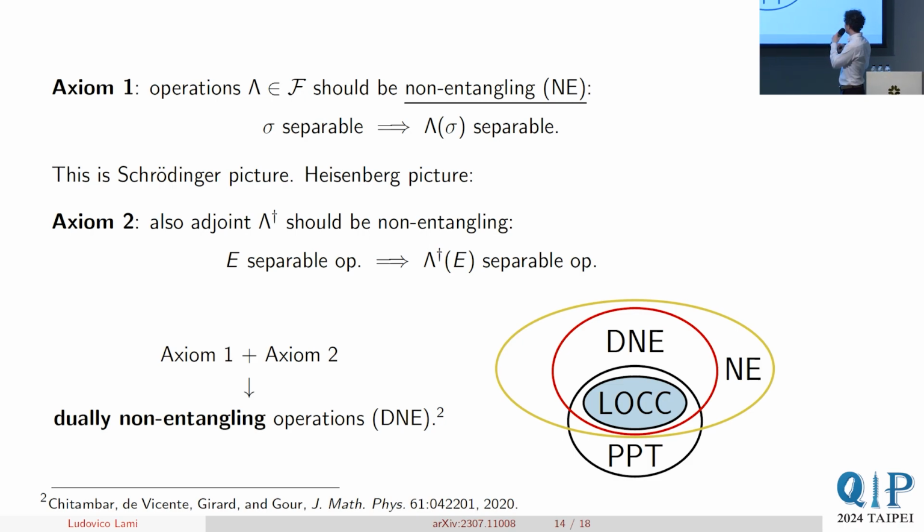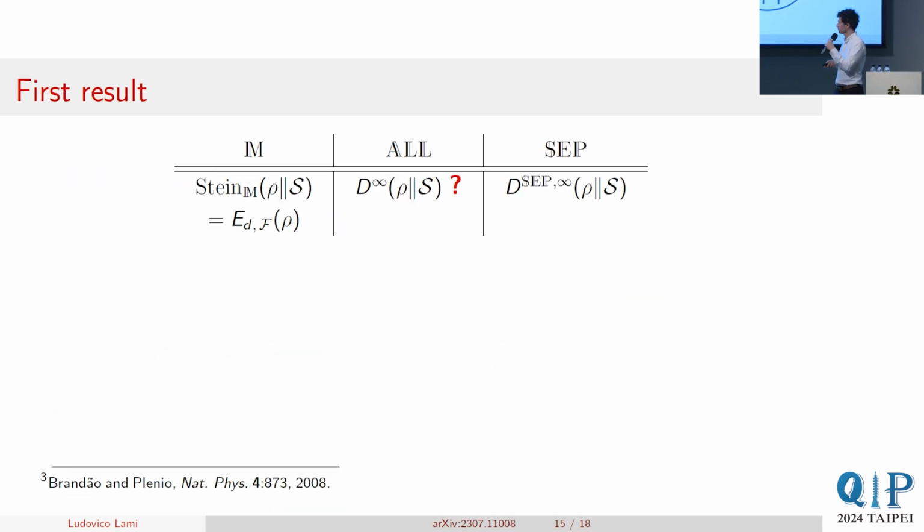Good. So in this talk, we're going to work with this DNE set. I promised you a correspondence between these Stein exponents and entanglement distillation. So there you go. The first row is Stein exponents. This one we don't know. This one is the regularized Piani relative entropy of entanglement. And here I put the distillable entanglement.